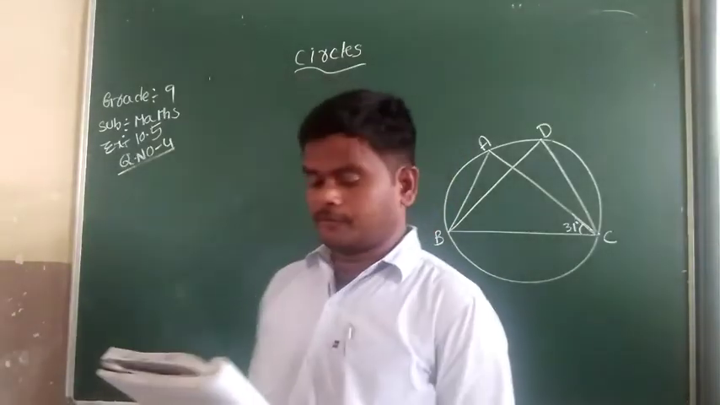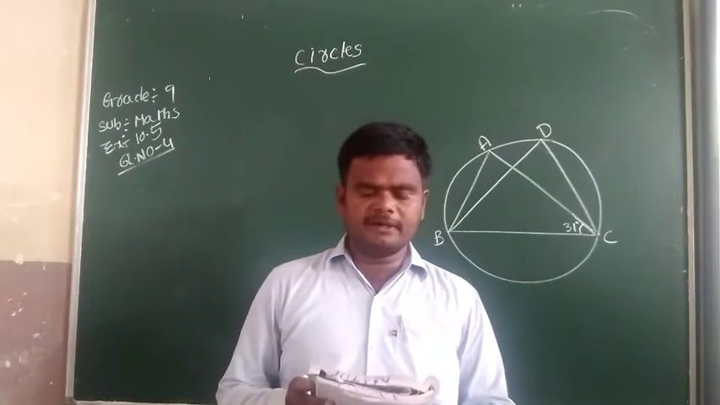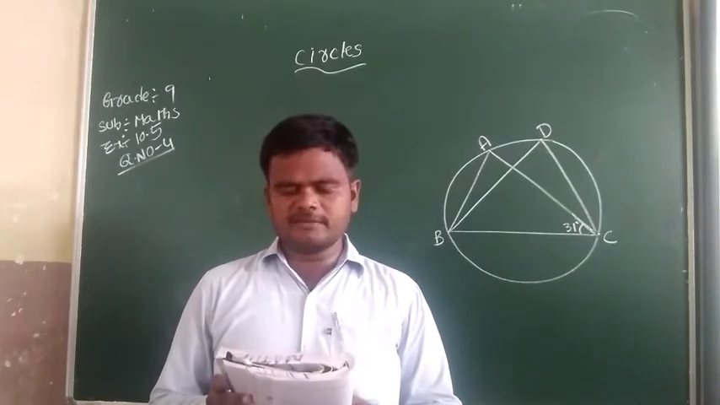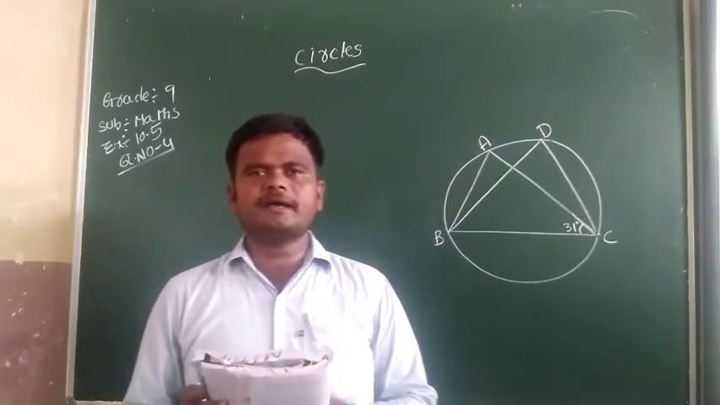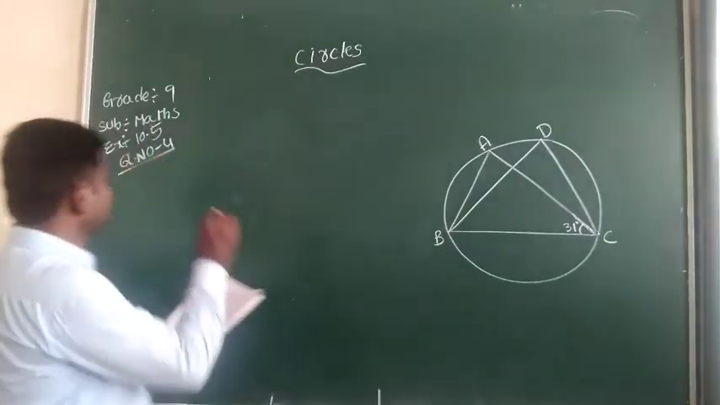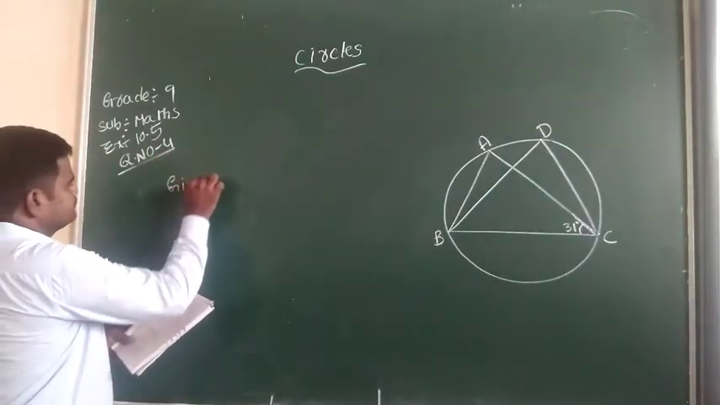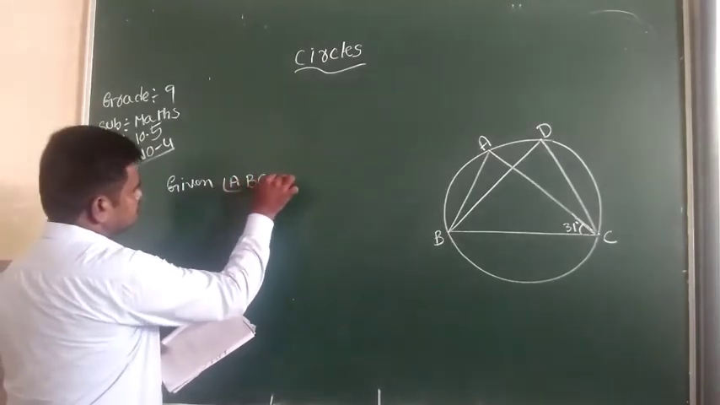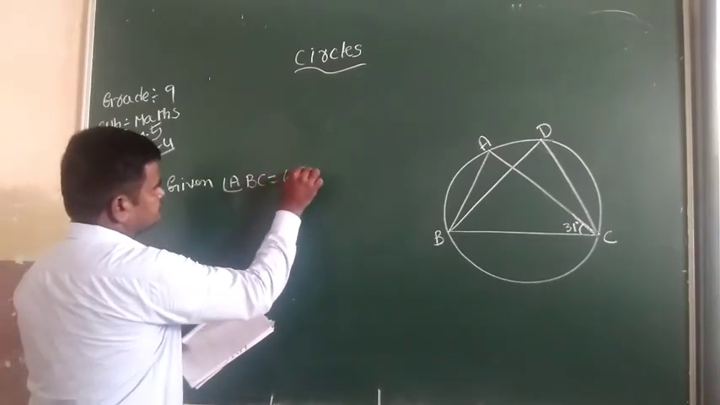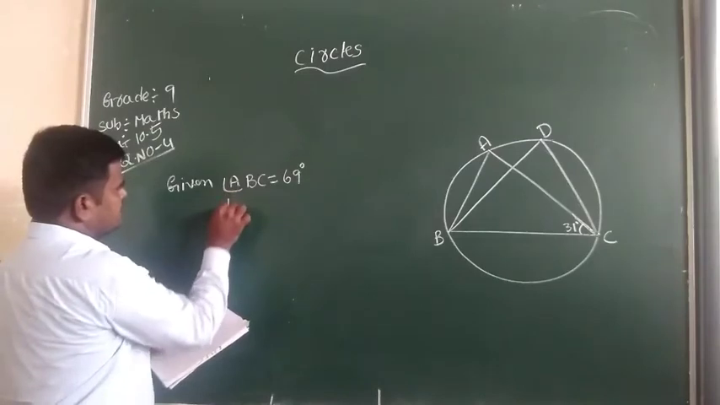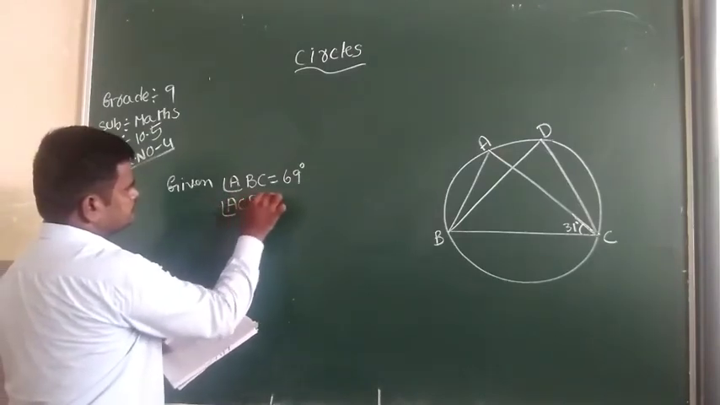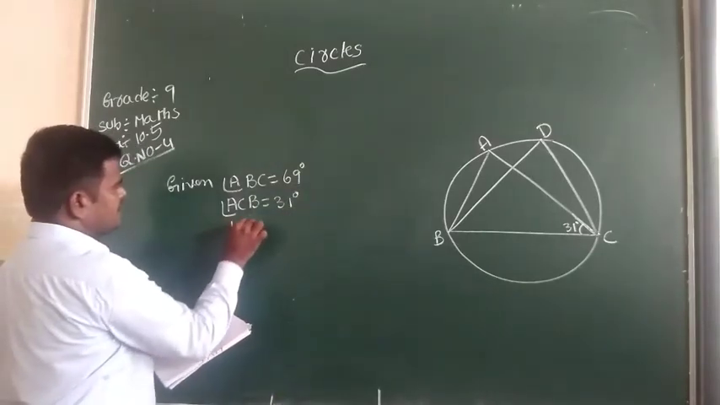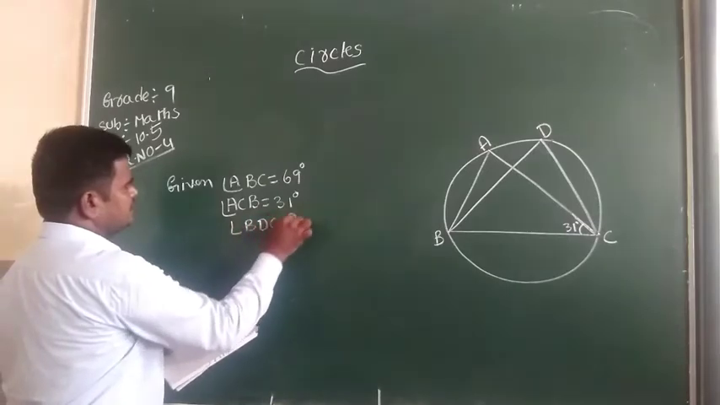The next, fourth one, in figure 10.38, angle ABC equal to 69 degrees and angle ACB equal to 31 degrees, to find angle BDC. So what is the given? Angle ABC equal to 69 degrees and angle ACB equal to 31 degrees. To find angle BDC, angle BDC equal to, we have to find.